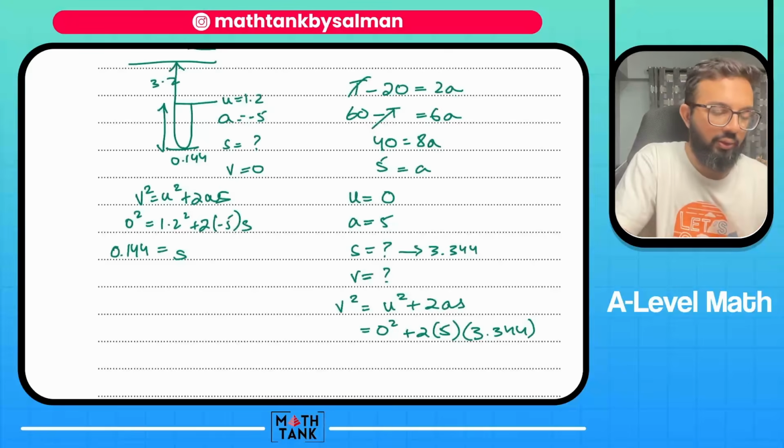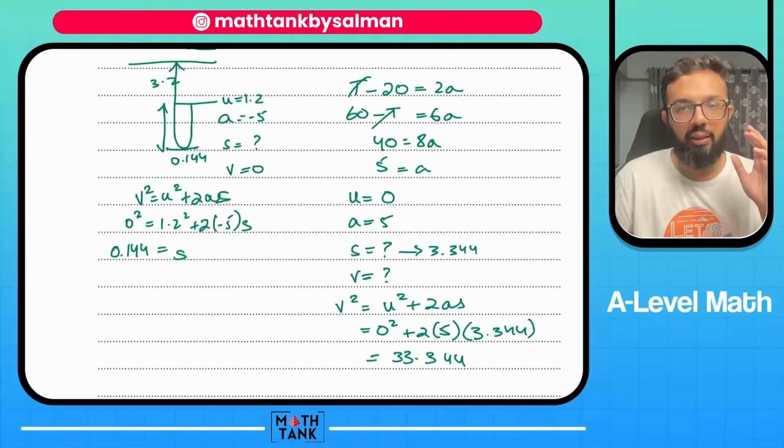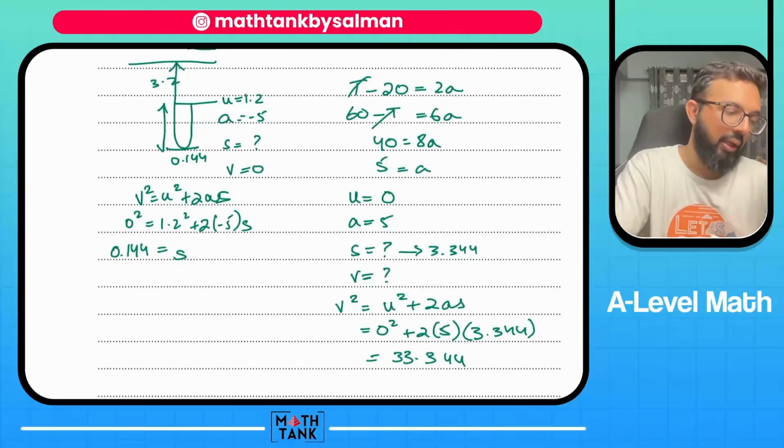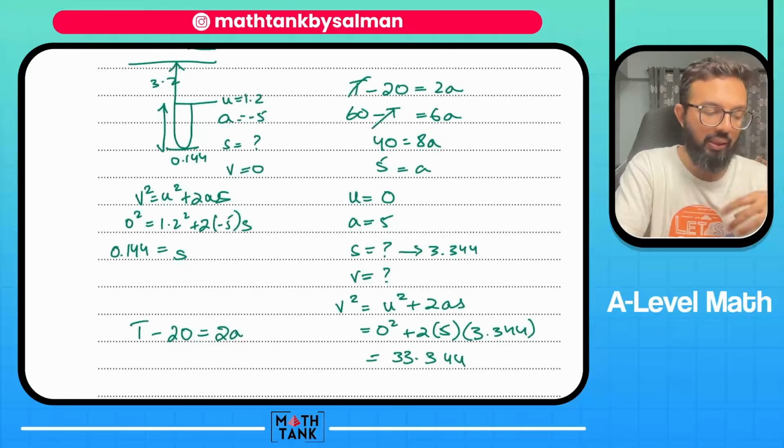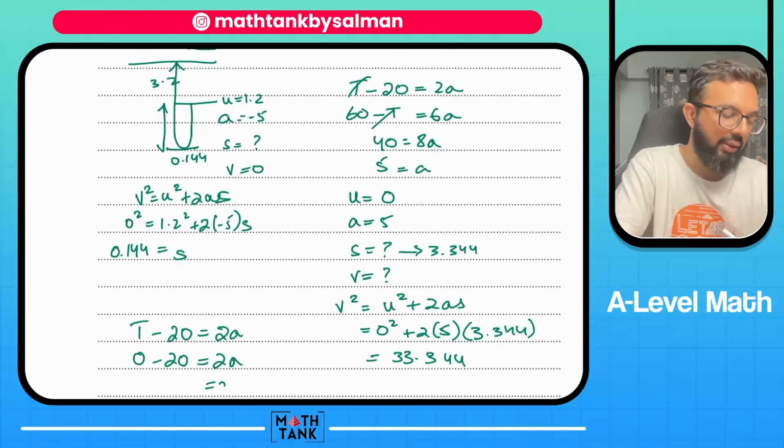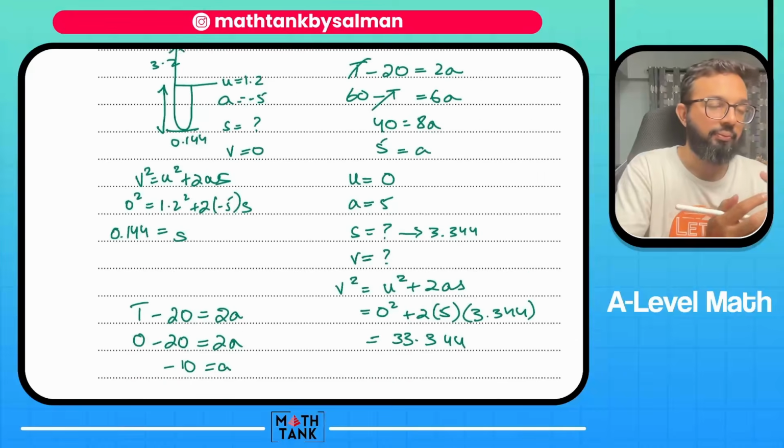So I'm getting 33.44. That is the speed when B is hitting the ground, 33.44. After this, once the motion breaks, A's equation is going to say that it was previously this. Because B has hit the ground, the system is now broken.